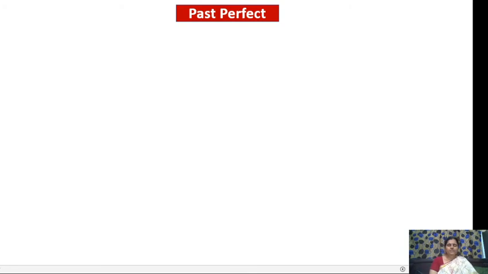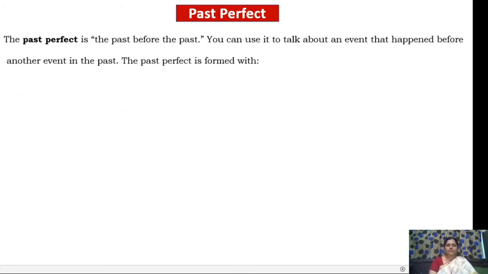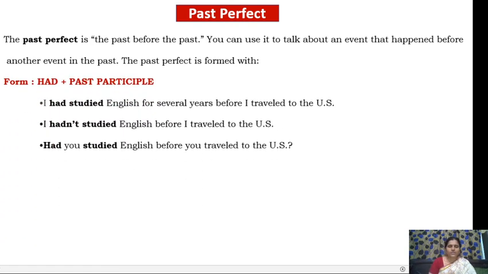The third form of this past tense is past perfect. The past perfect is the past before the past. It's a little confusing, but you have to be very careful to understand this. The past perfect is the past before the past. You can use it to talk about an event that happened before another event in the past. See with an example: the form of this past perfect is we use had. Had is a have form. In have forms, the past form of have is had. Past participle means V3 form. So in past perfect, we have to use had plus V3 form.